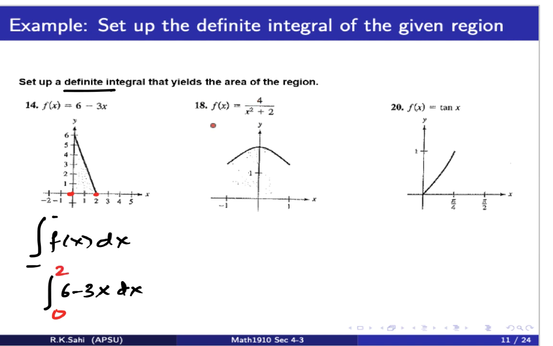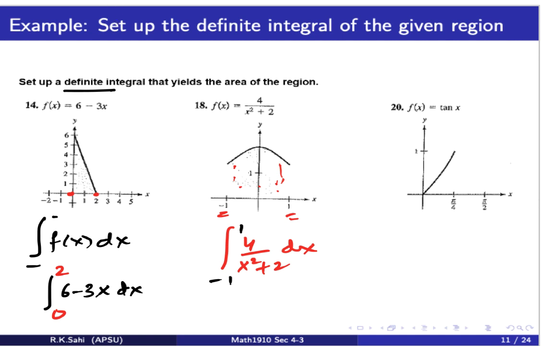Okay, let's look at problem number 18. f(x) is 4 over x squared plus 2. It's much easier to write down the function here. Simply copy the function given to you, the lower limit and the upper limit. Clearly by this picture, notice it's from -1 to 1. The lower limit is -1, the upper limit is 1. We always go from left to right.